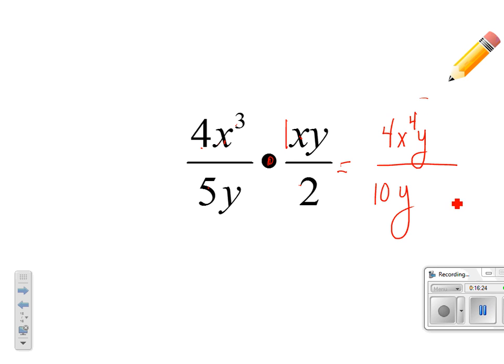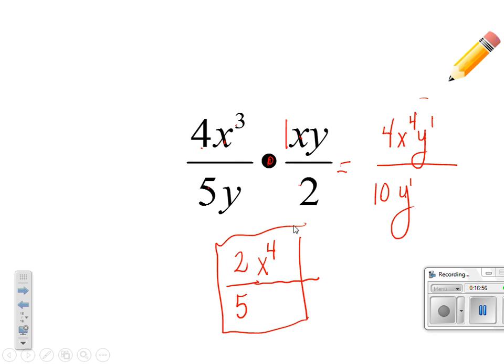Now, I have this as one quotient, one thing together, so I can look and see what I can do based on that. Well, 4 divided by 10 is 2/5. Okay? X to the 4th, it looks like that's all I got there. There's no other x's there, so I'm going to leave it x to the 4th. I have a y on top, a y on bottom, 1 minus 1. Because there's a division sign, I can subtract. 1 minus 1 is y to the 0, and anything to the 0 power is 1. So I don't even need to incorporate that.